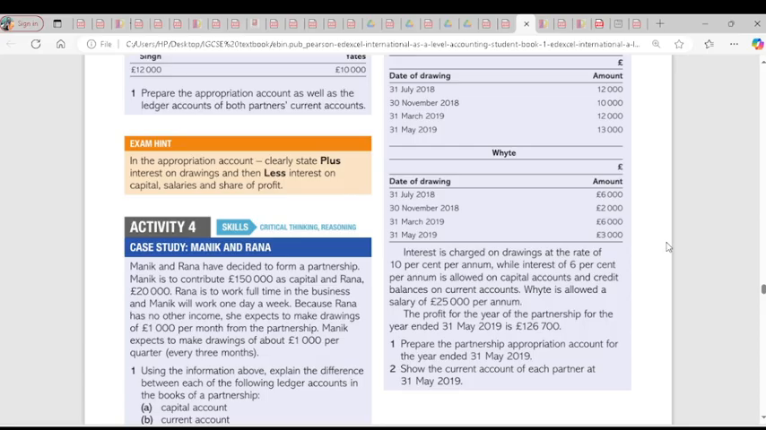Interest on current account: Tanaka 1,200, White 840. You add it together. White is going to get a salary of 25,000. So you add all together, then you take it away from the profit.